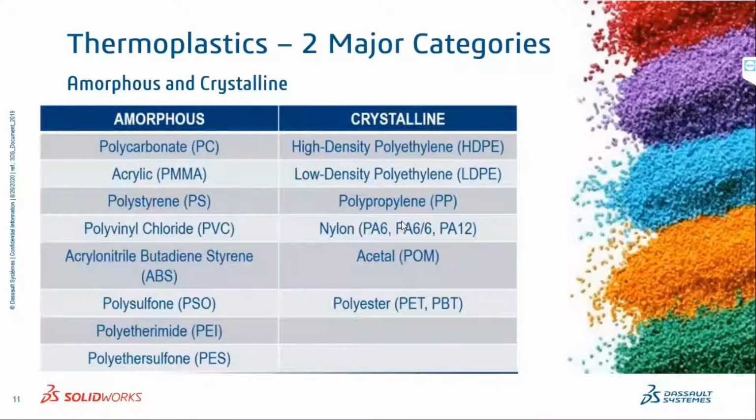Now according to the applications where they are used, we have to use a particular type of thermoplastic. Amorphous ones are like polycarbonate, acrylic, polystyrene, etc. While for crystalline, the applications are different, like high density polyethylene, low density polyethylene, polypropylene, etc.